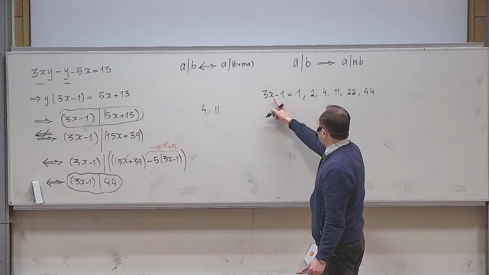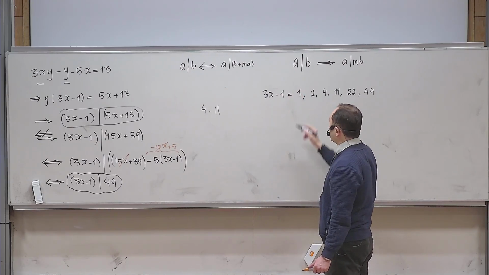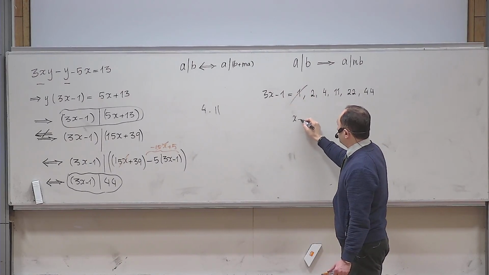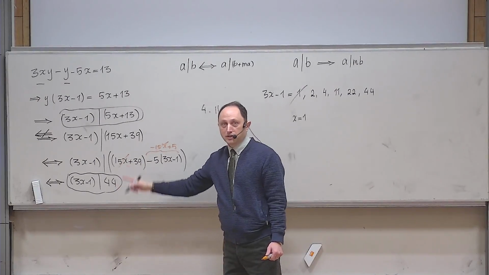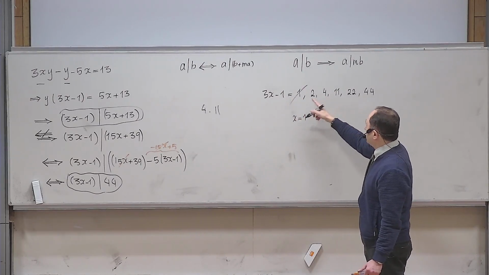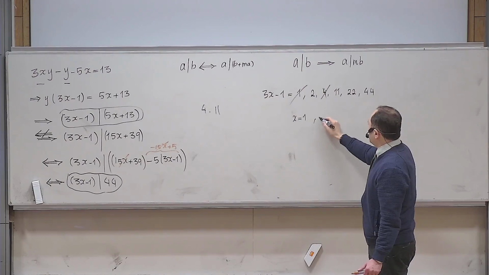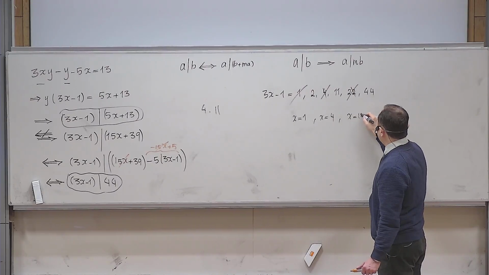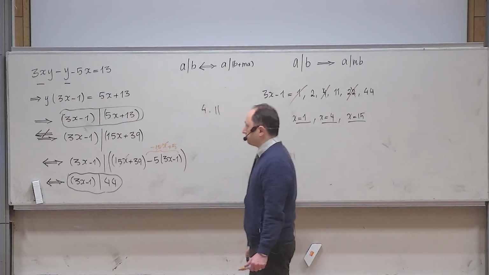From here, 3x minus 1 equals 1 gives me x equals 2 over 3, which is not acceptable. 3x minus 1 is equal to 2 gives me x equals 1. For the time being, it is acceptable. It is acceptable for this one, but it is not guaranteed to be acceptable for my original problem. Be careful about that. And 3x minus 1 equals 4 gives me x equals 5 over 3, which is not acceptable. This one gives me x equals 4. This one will not be acceptable, and the other one gives me x equals 50. These are the solutions for this divisibility relation.